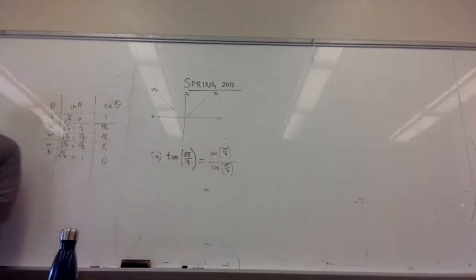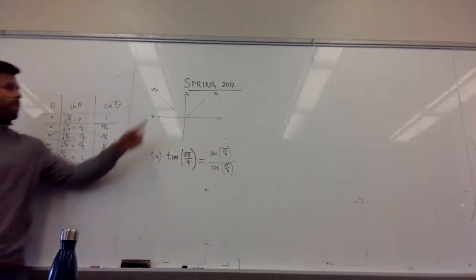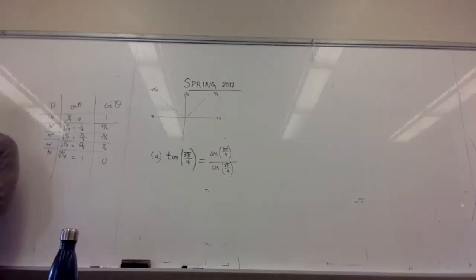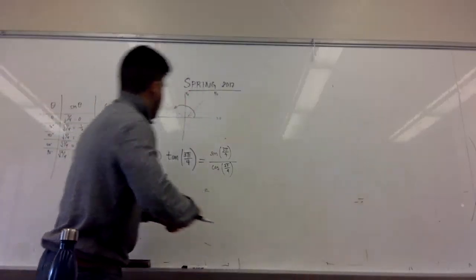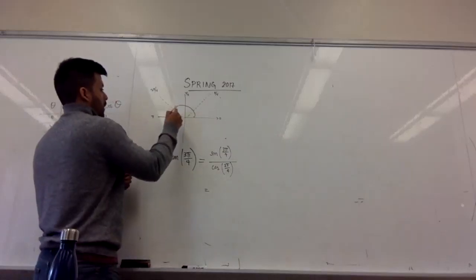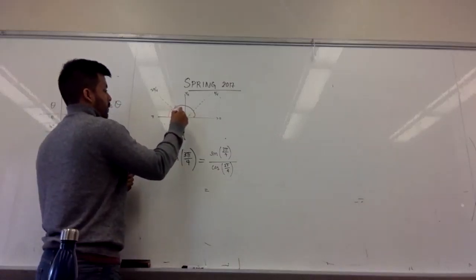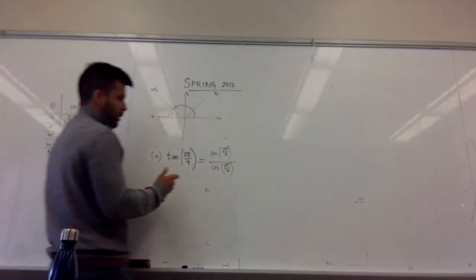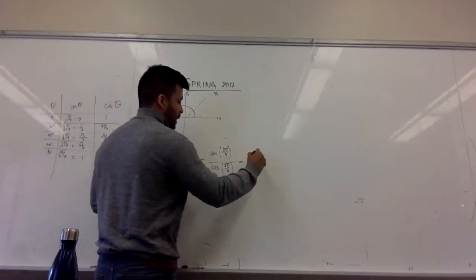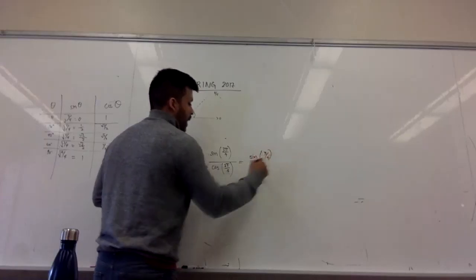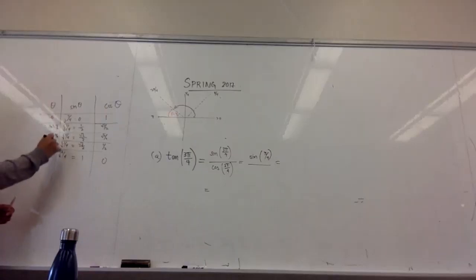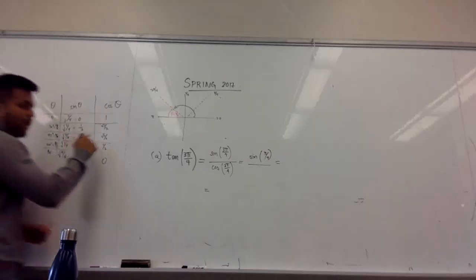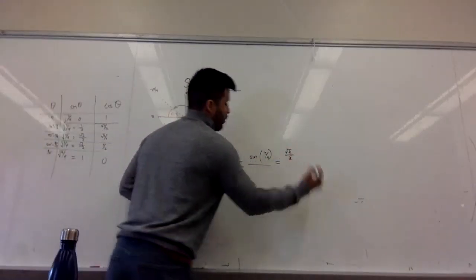Is sine positive or negative in my second quadrant? Positive. And what's my reference angle if my angle is 3 pi over 4? Pi over 4, right? This is my angle here, and my reference angle is this guy right here. Pi over 4. So I can write this as positive sine of pi over 4. Pi over 4 for sine is radical 2 over 2.